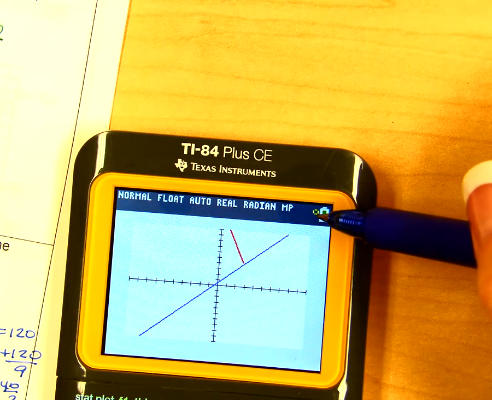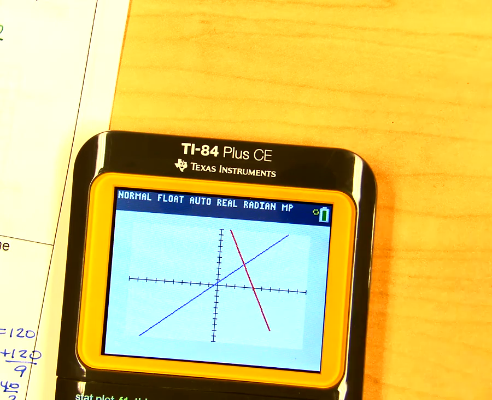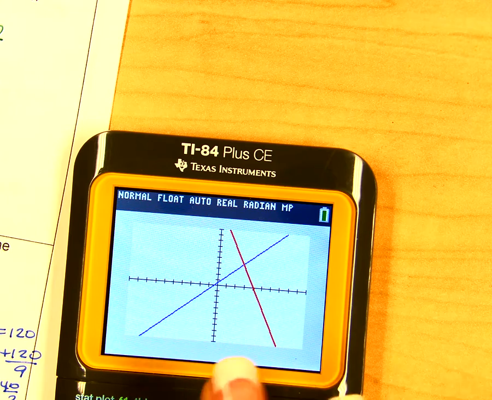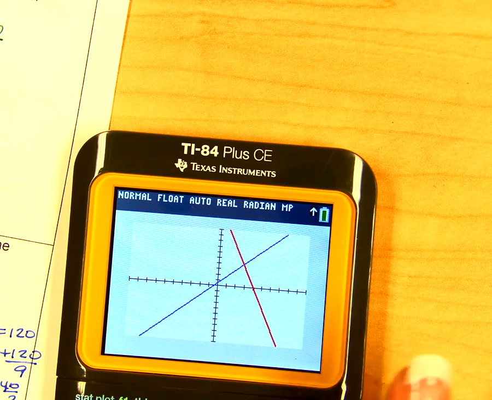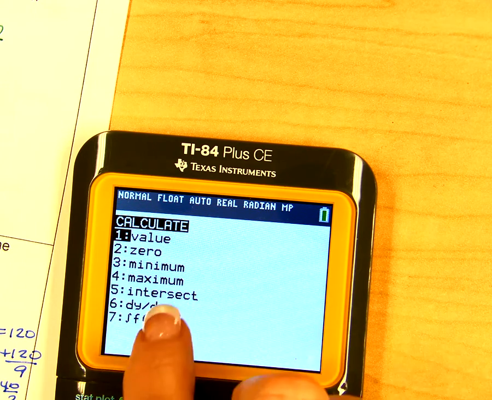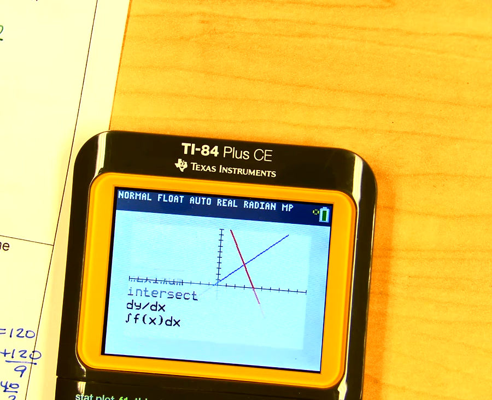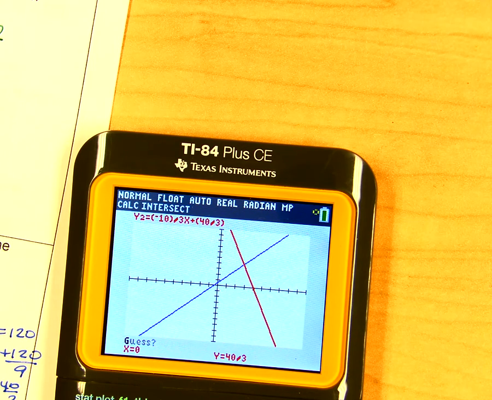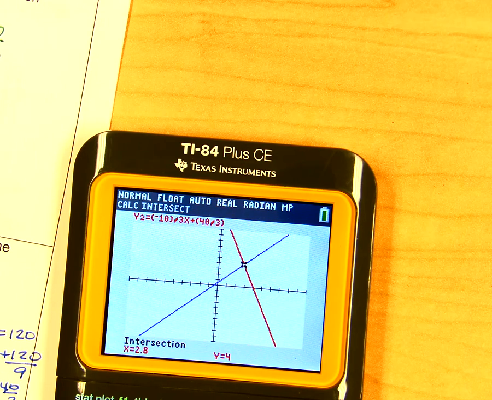It's still going, because this thing is still running around, and there's our intersection. So once that's done, we are going to calculate. So we do second trace to get up here to calculate. We want to calculate the intersection, which is choice 5, and then we're going to enter 3 times, and we find out that x is 2.8 and y is 4.